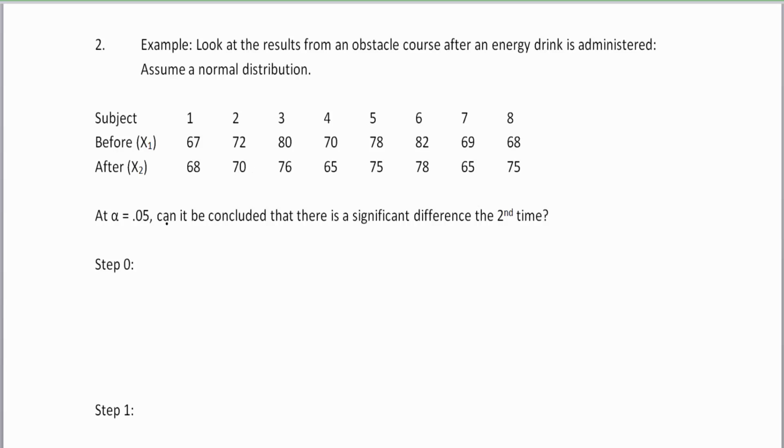Because what it says, can it be concluded that there is a significant difference the second time, which is the after right here? So what this means in my step 0, I've got to really figure out my null hypothesis, straightforward, easy to figure out. My mu sub d is equal to 0. That means that you run the obstacle course, take the drink, run the obstacle course again. The drink had no effect.